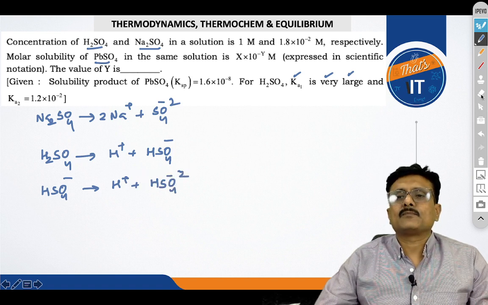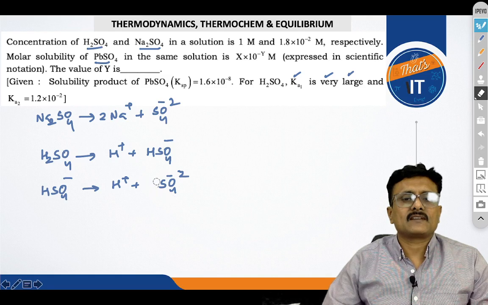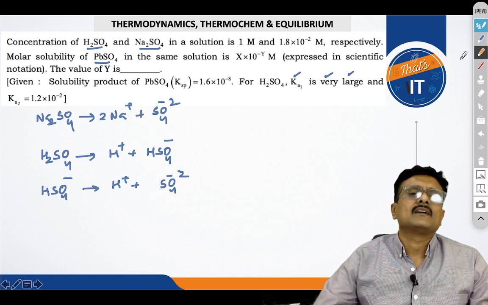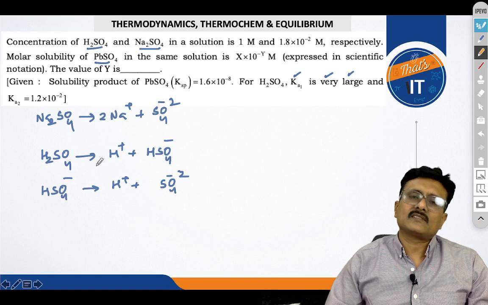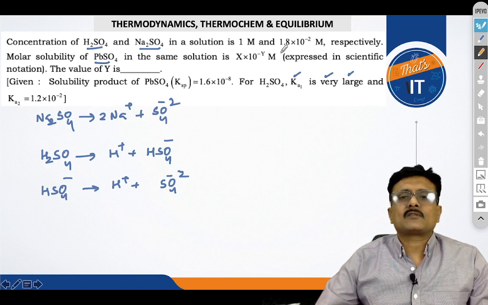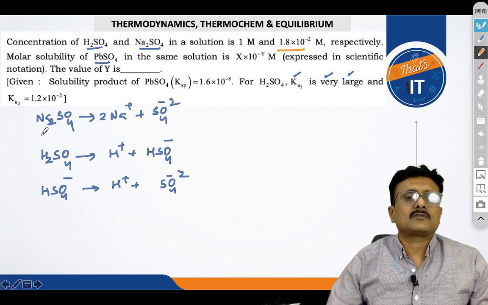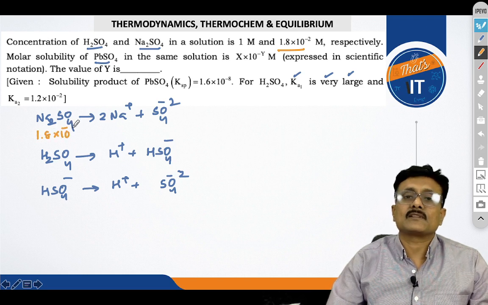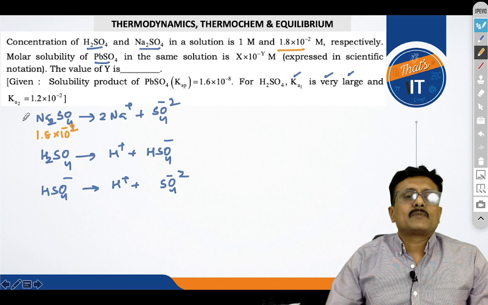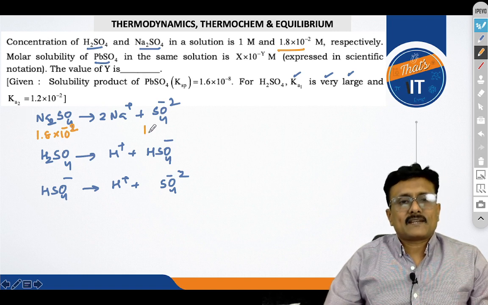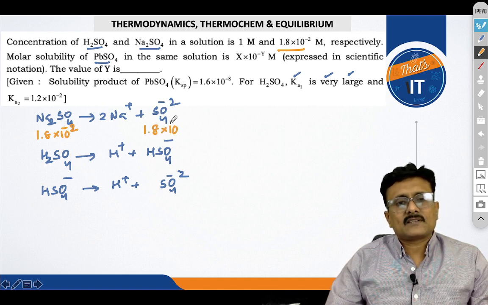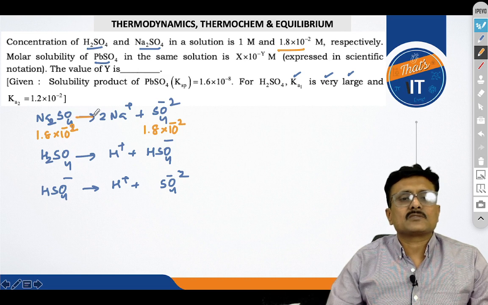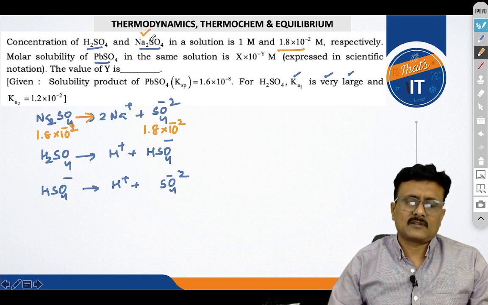Now here lies the important part of this question, that the first dissociation is very high. That means you know that Na2SO4 is anyways a soluble salt. Therefore, whatever concentration of the salt that we have over here, that is 1.8 into 10 power minus 2, would be the concentration of the sulfate ion obtained from this, because you know that it is completely undergoing dissociation, totally forward, because this is a soluble salt, isn't it?